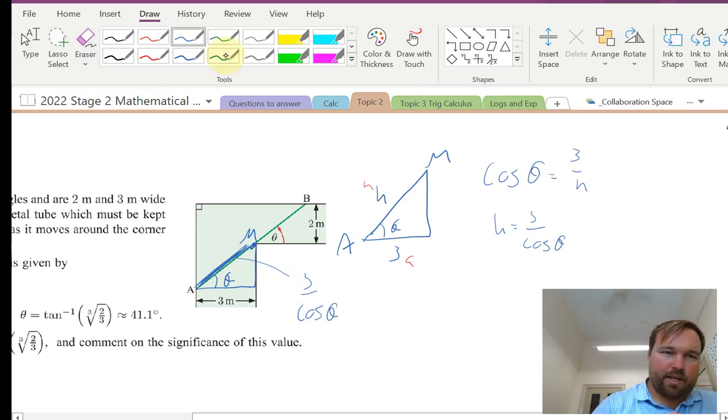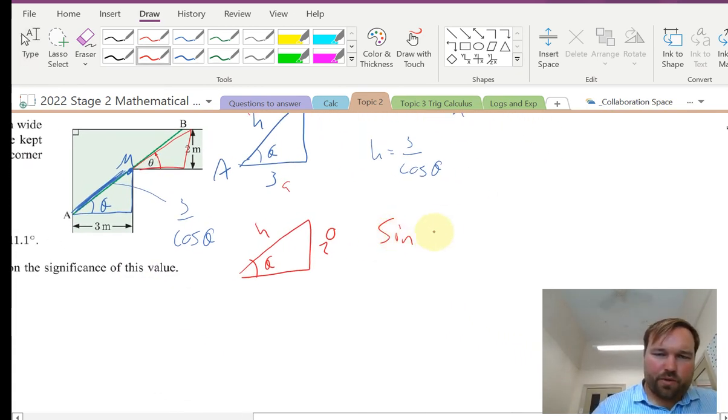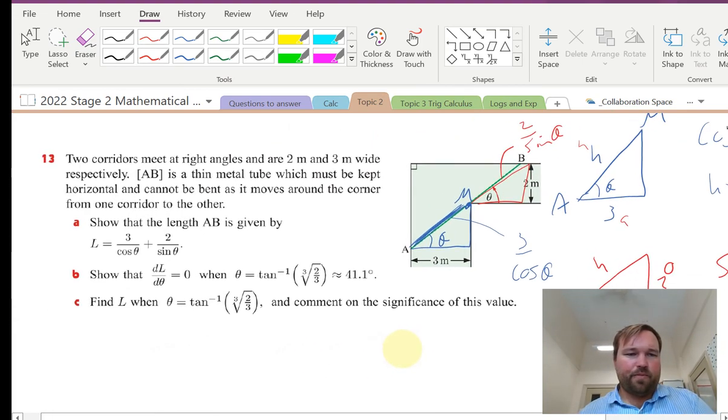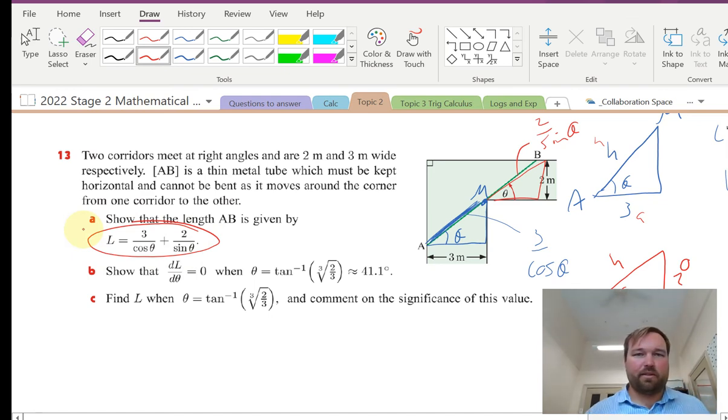Nice. Let's consider the second portion, doing it in red. 2 theta. I still want H. This is now the opposite. O and H is sine. So sine theta equals opposite over hypotenuse multiplied by H. Remember that the opposite is actually 2, multiplied by H divided by 2. So this H is equal to 2 on sine theta. That one there is 2 on sine theta. So the total length is the addition of those two: 3 on cos theta plus 2 on sine theta. Neat, huh?